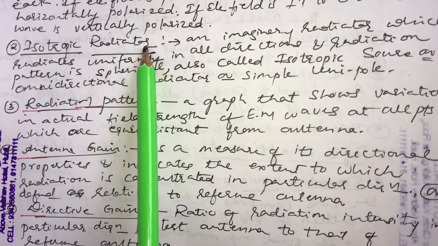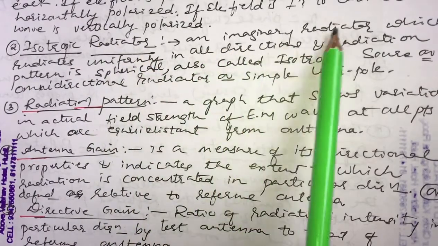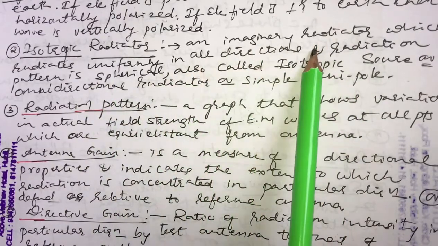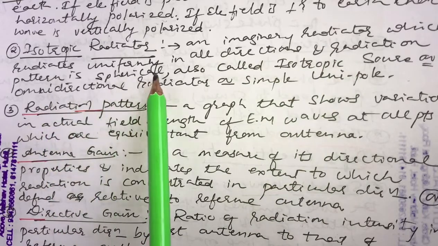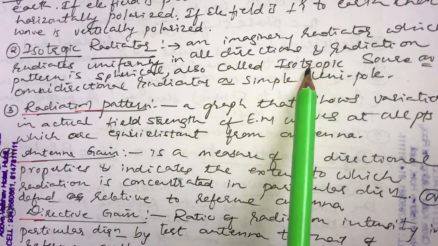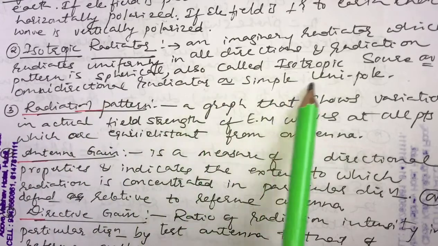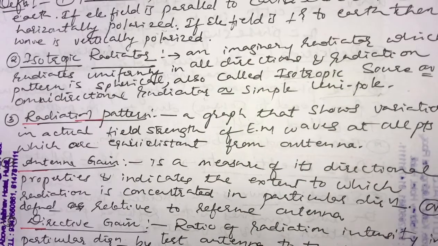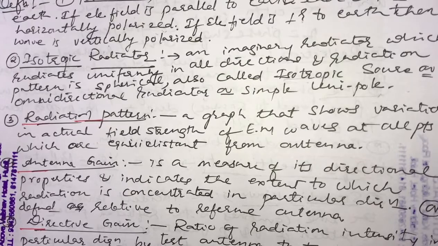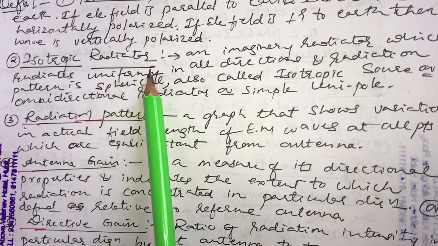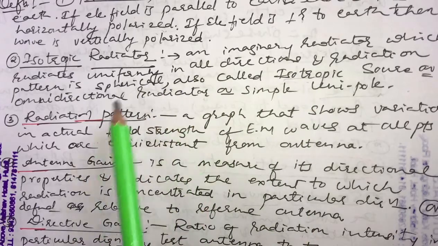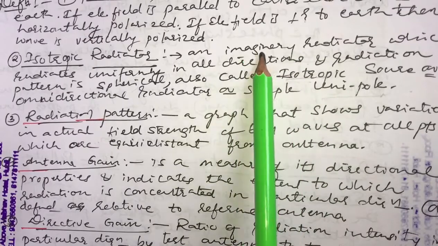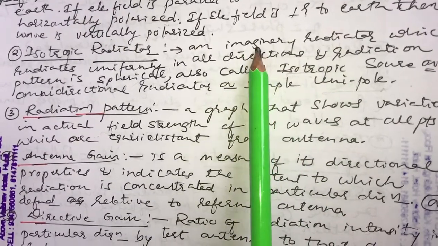Next, isotropic radiator. So an isotropic radiator is an imaginary radiator which radiates uniformly in all the directions, and the radiation pattern is spherical. It is also called isotropic source or omnidirectional radiator, or simply unipole. So it's an imaginary radiator. Practically we can't devise this type of radiator because it is going to radiate uniformly in all the directions, all 360 degrees. So it is practically impossible to design such an antenna.